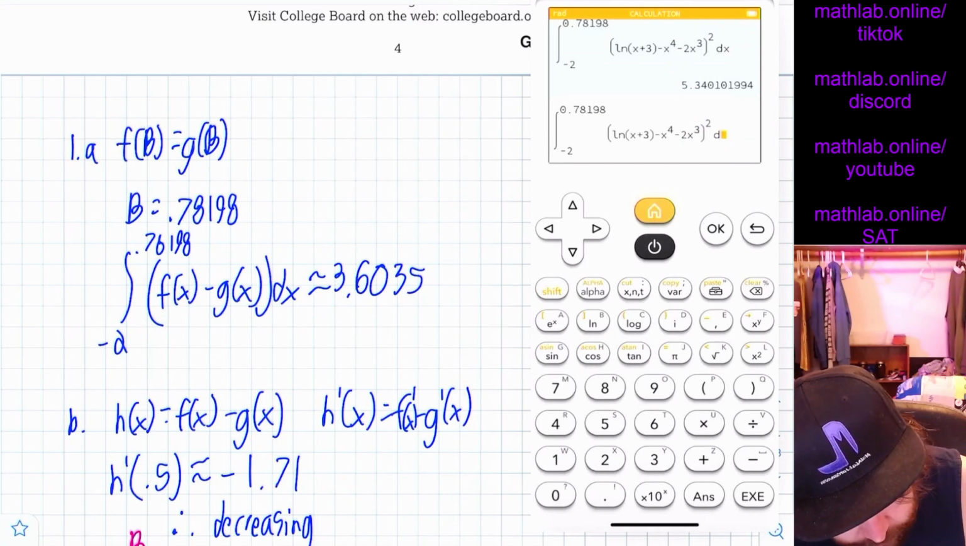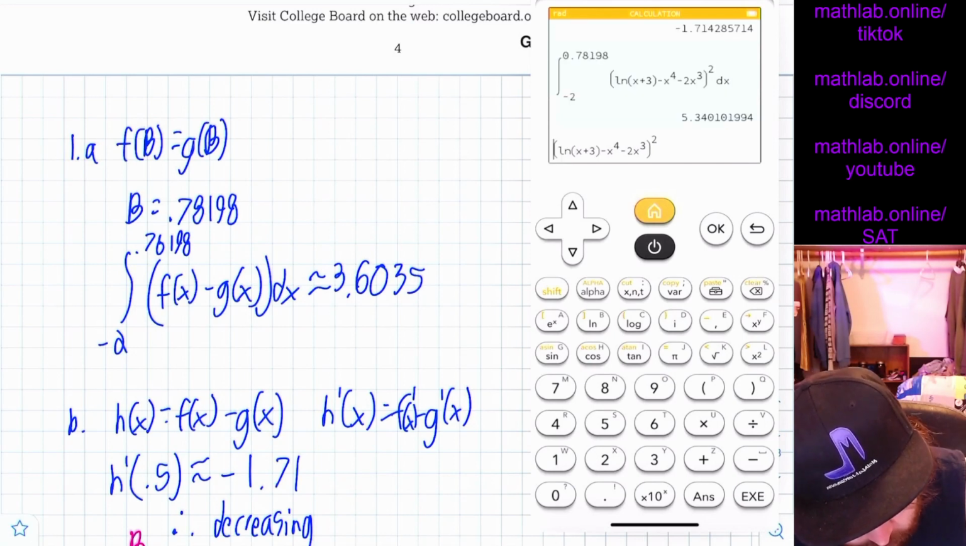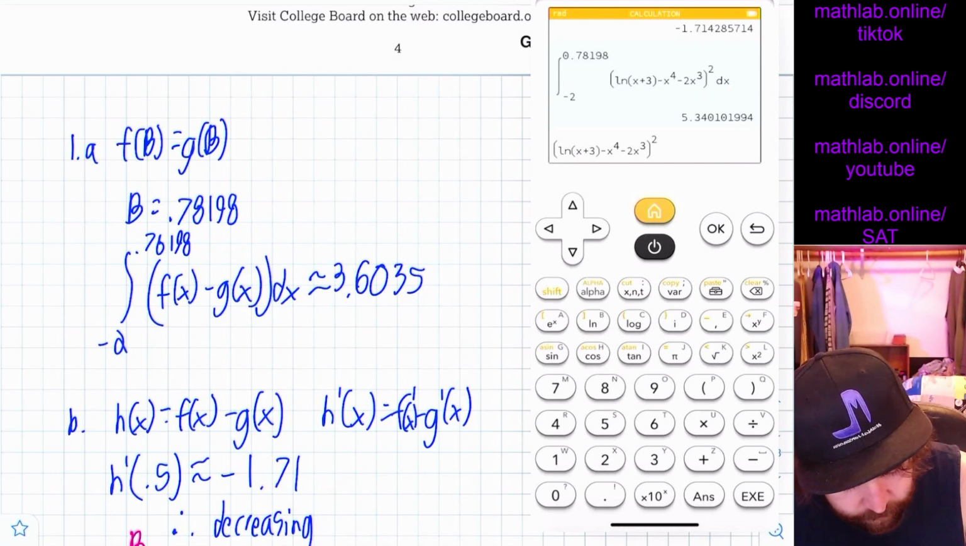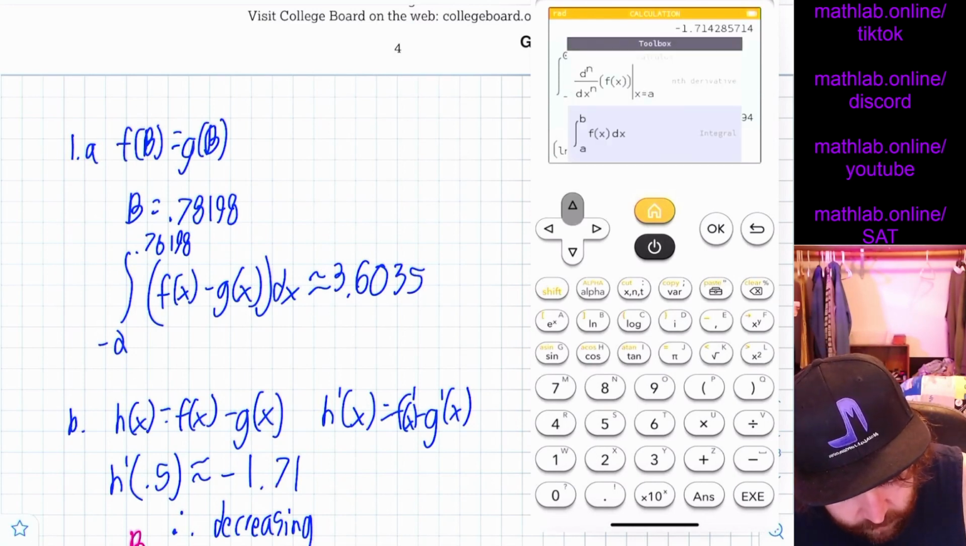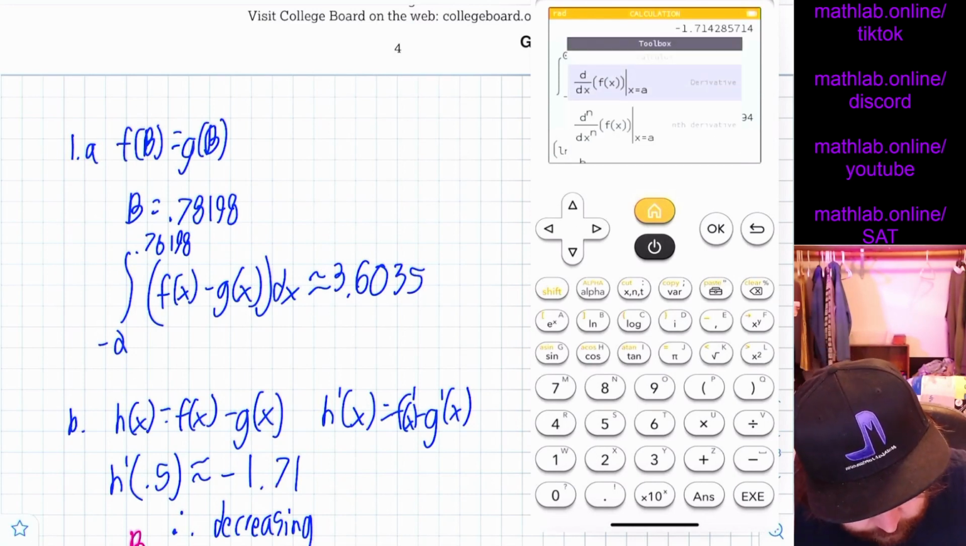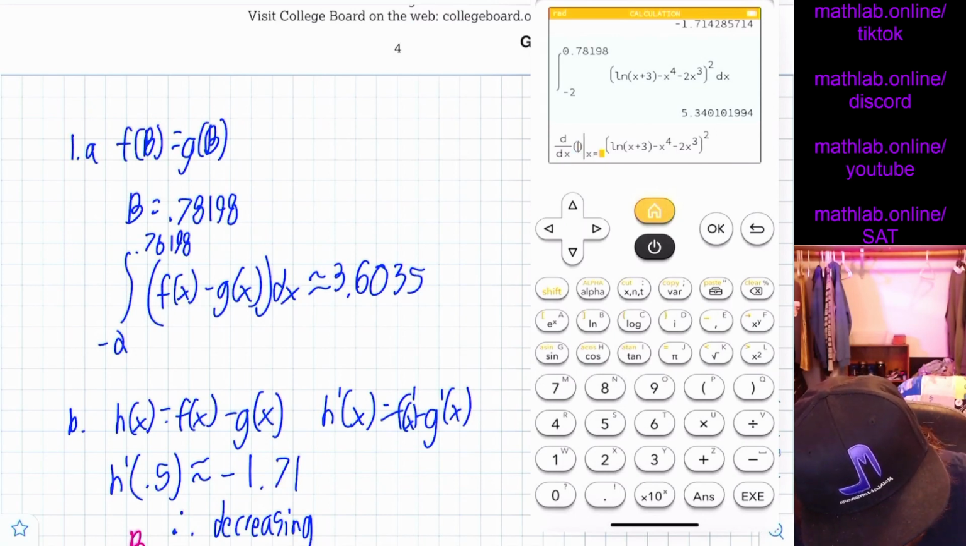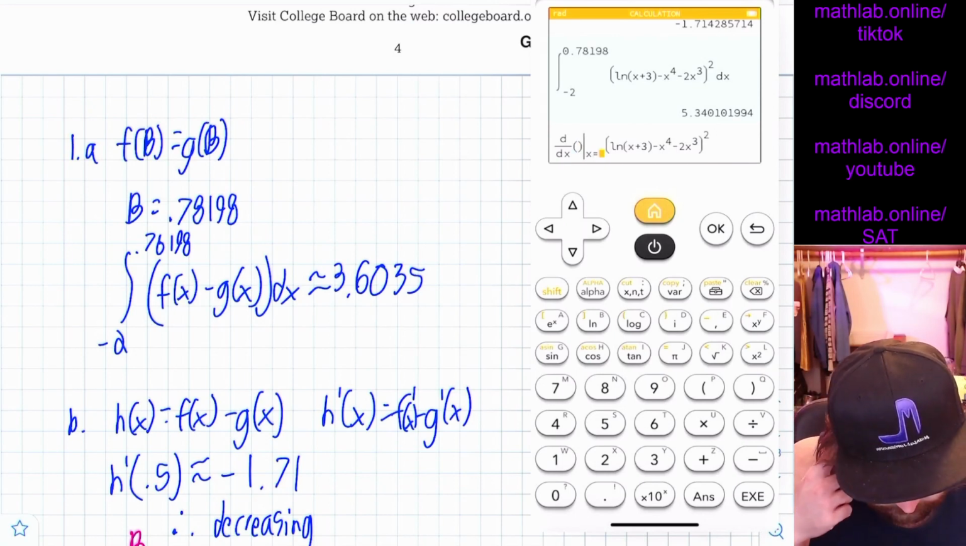If I delete all of this stuff, so come up here, delete the integral. Yes, that's h of x squared. So then what I want is I want the derivative of that. Why won't it write that in there? That's obnoxious.